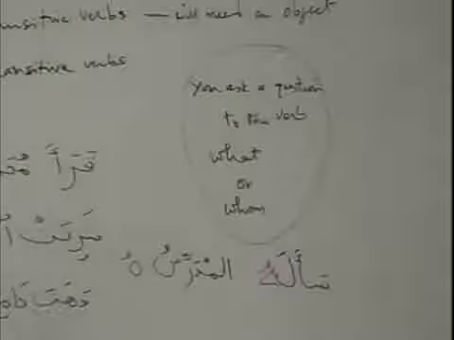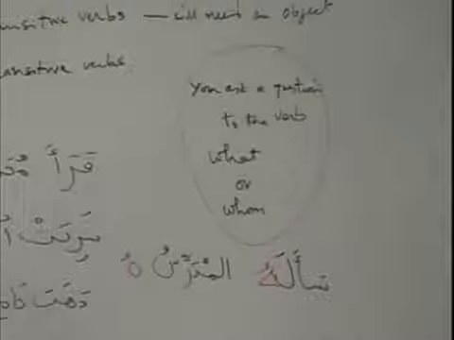Now, I want to attach all the 14 pronouns with this verb. If you say sa'alahu al-mudarrisu, what is the translation? The teacher asked him. Now we start our 14 pronouns. Sa'alahuma al-mudarrisu. What's the translation? The teacher asked two of them. I say sa'alahum al-mudarrisu. The teacher asked them.